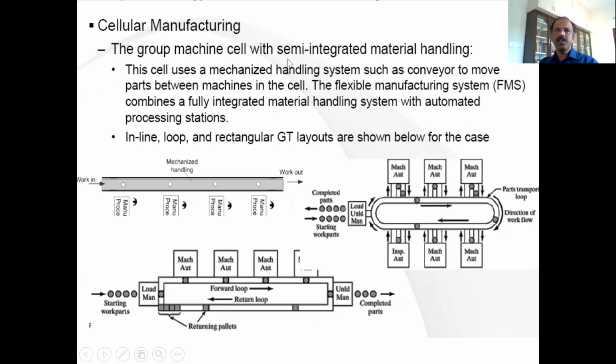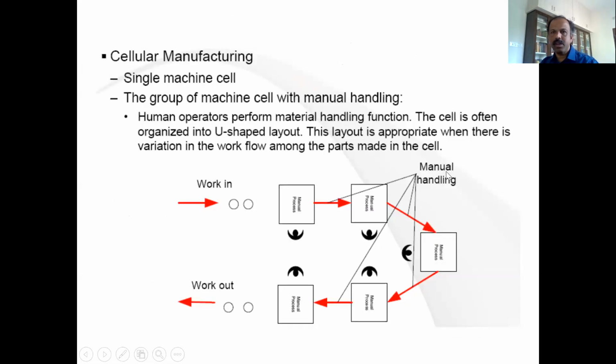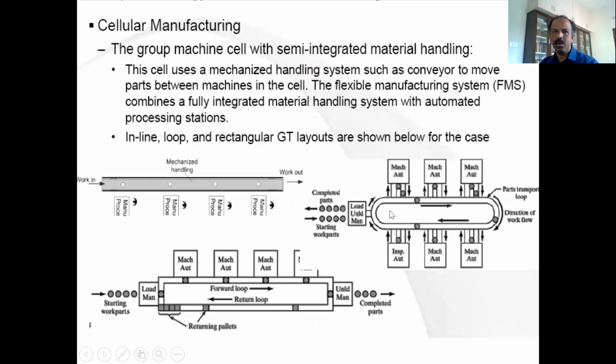Then the group of cells with semi-integrated material handling. Here you can observe what is called semi-integrated material handling. In the previous section, material handling was done by manual means. Now one more improvement we are looking at is with respect to how the handling is done. Here mechanized handling is used, which you can observe to be a conveyor. This is called an inline setup, an inline group technology layout.